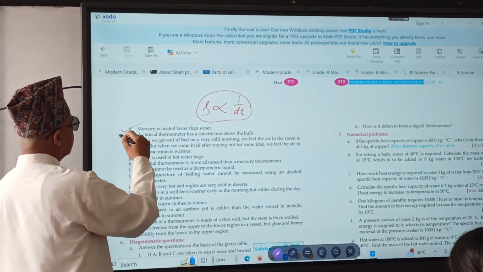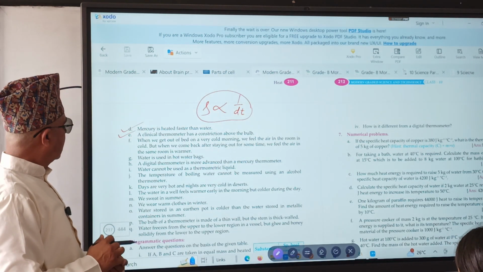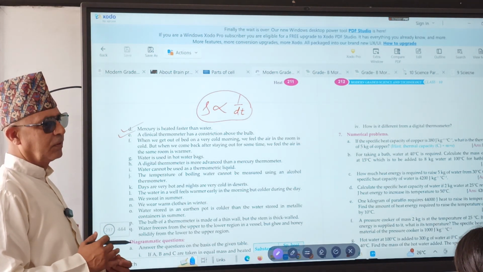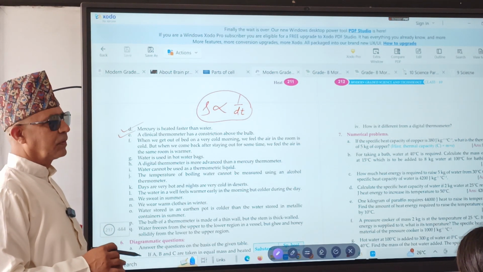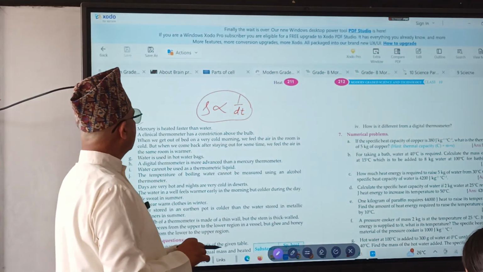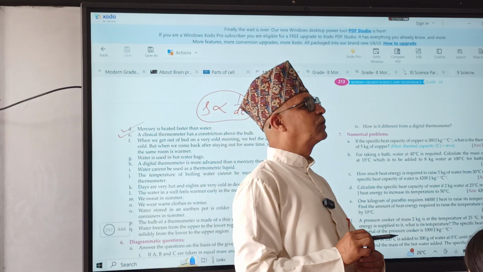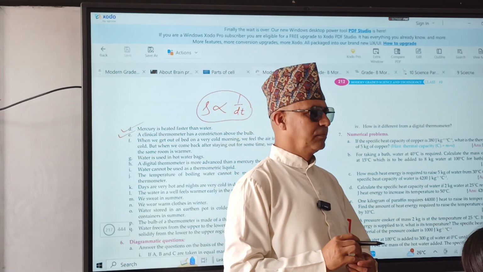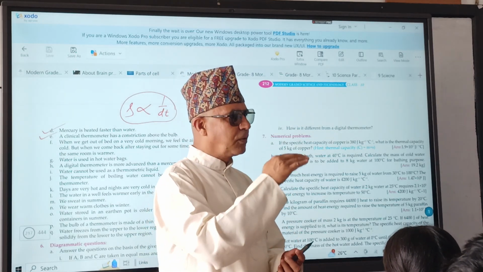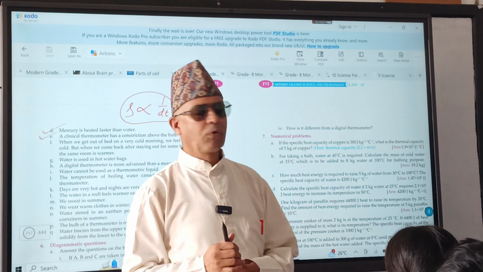Okay, now number E. What does the question say? A clinical thermometer has a constriction above the bulb. Sir, so the mercury does not come down. Yes. So a clinical thermometer has a constriction above the bulb so that the mercury level does not decrease, because it prevents backflow of mercury.